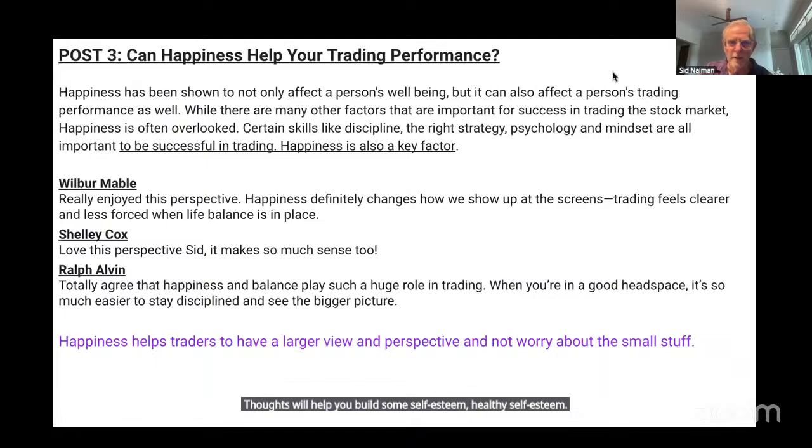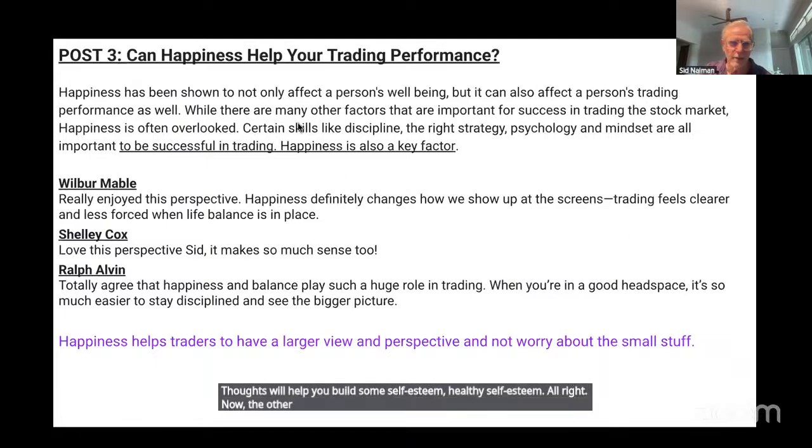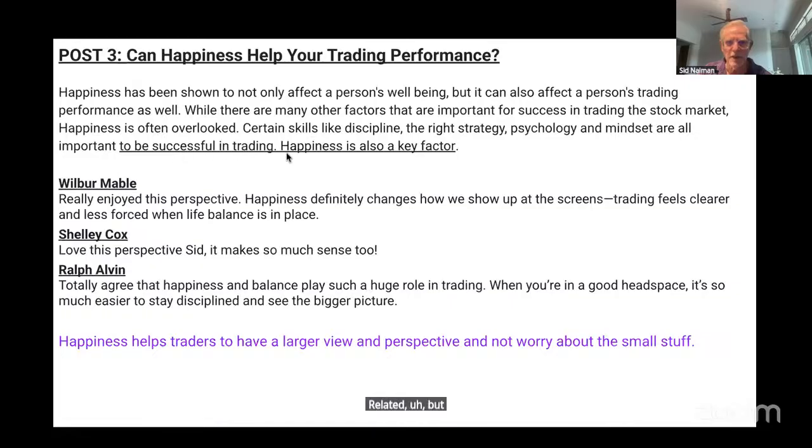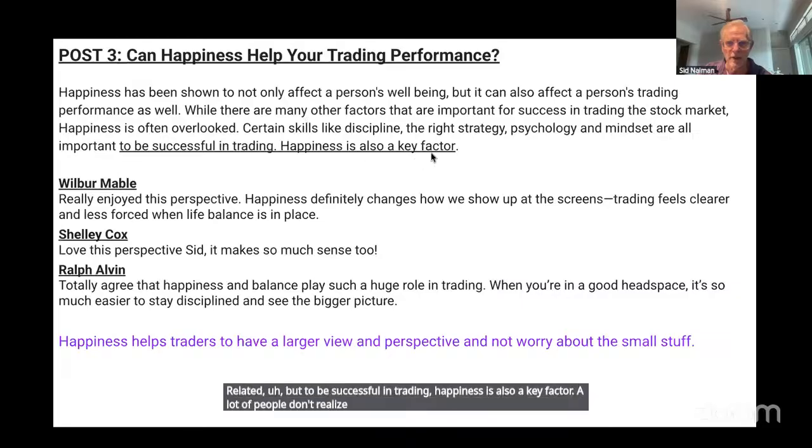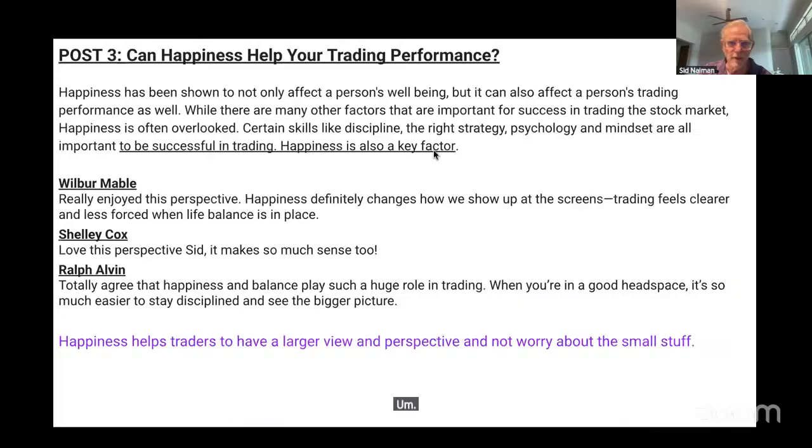All right. Now, the other post they had was about happiness, related, but to be successful in trading, happiness is also a key factor. A lot of people don't realize that, but if you're not in a happy state of mind, then you're not going to be doing well.